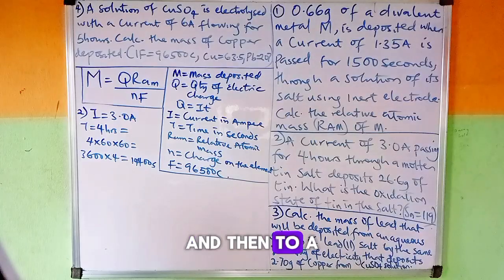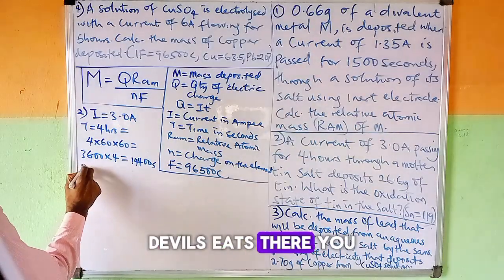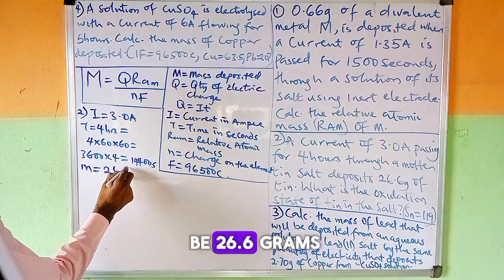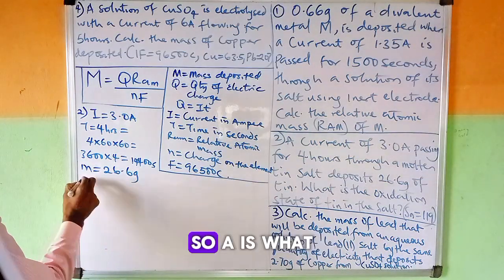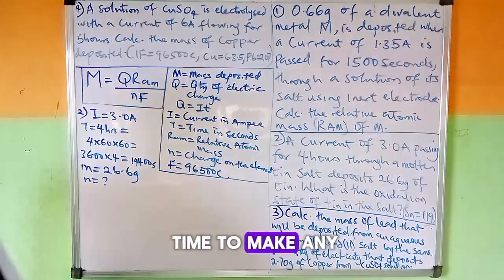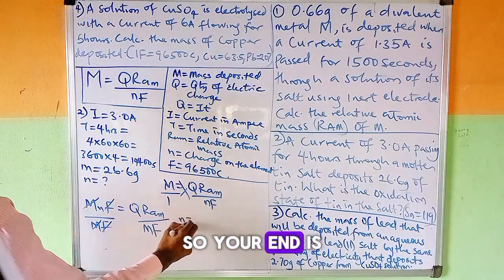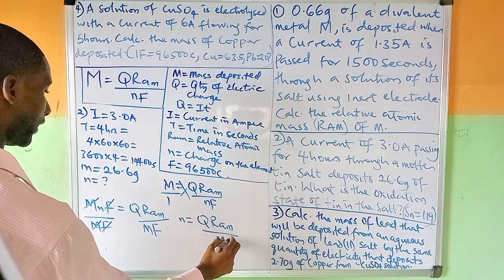And then through a molten tin salt deposit, you have the mass to be 26.6 gram. What is the oxidation state? So N is what we are looking for. So without wasting time, you make N the subject of formula. So your N is equals to Q RAM over MF.